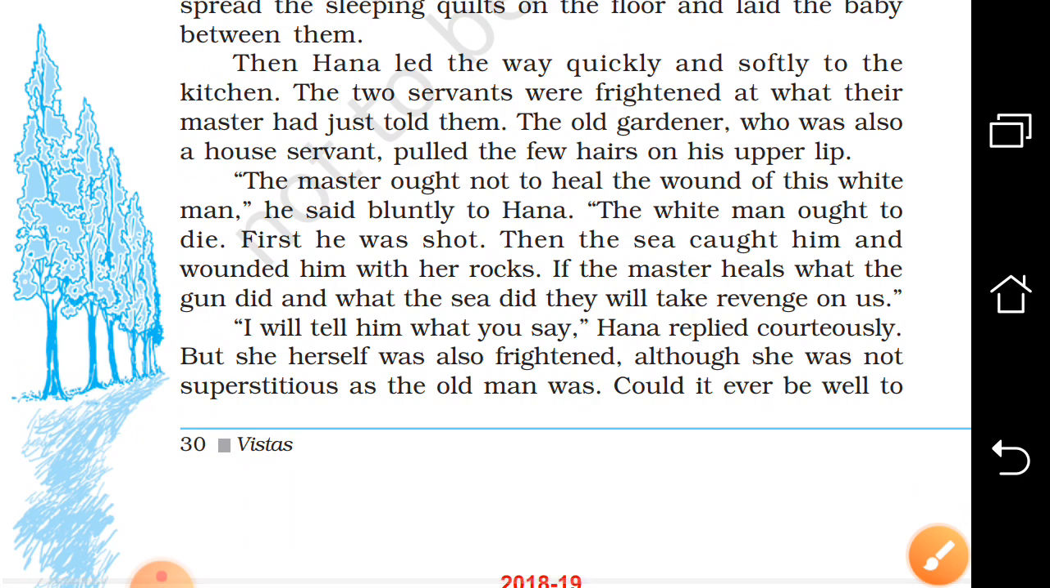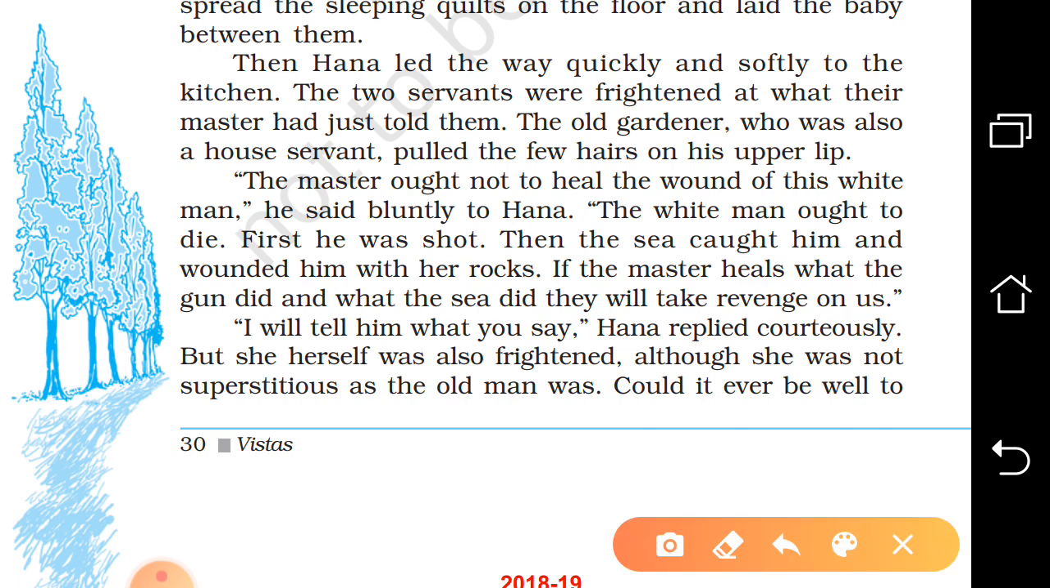I will tell him what you say, Hannah replied courteously. Hannah agreed, okay, I will inform the matter to your master. But she herself was also frightened, although she was not superstitious. That means this man is superstitious. One who believes in the old faith and all is called superstitious, as the old man was.